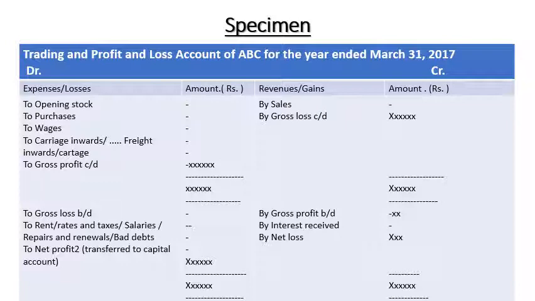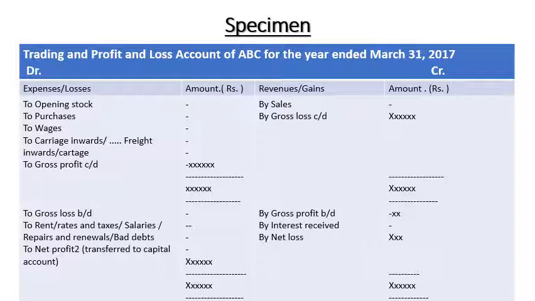In the same manner, go to the revenue side. The other incomes will be there. Then incomes will be debited with the names of interest received, commission received, dividend received, etc., to the profit and loss. Then the profit and loss account will be closed by passing the entries and transferring to the capital account.